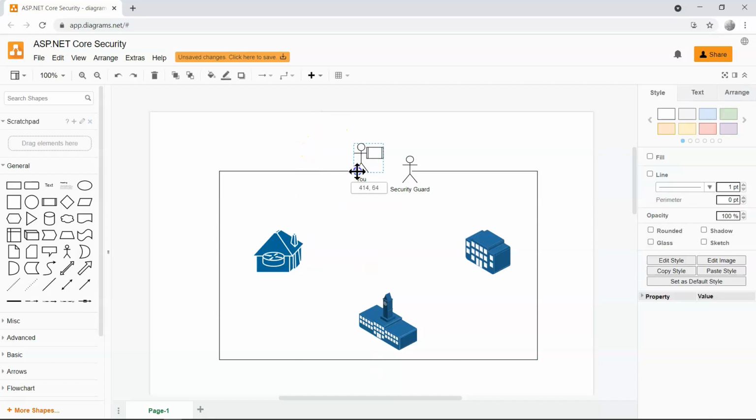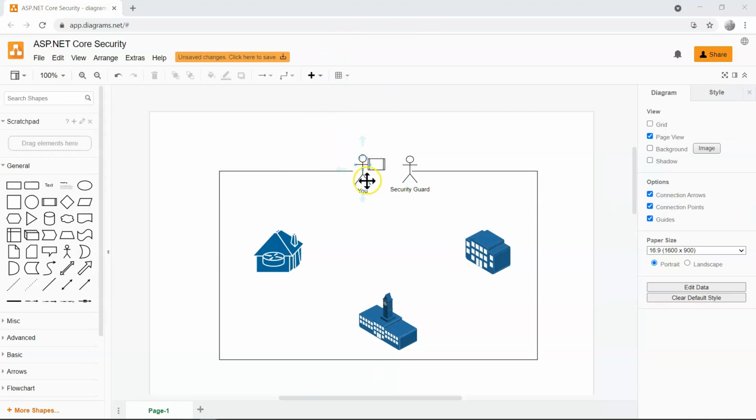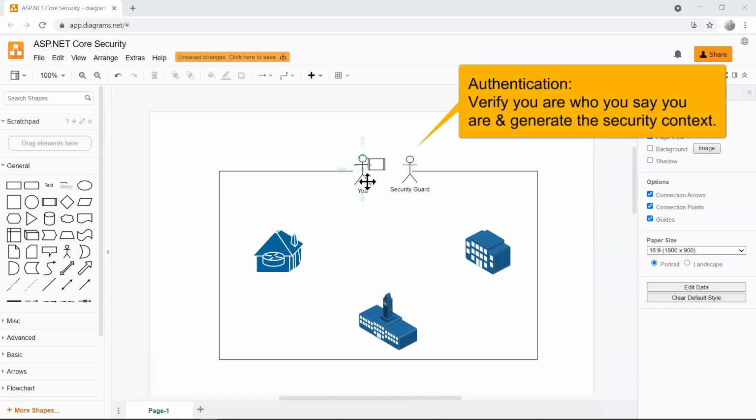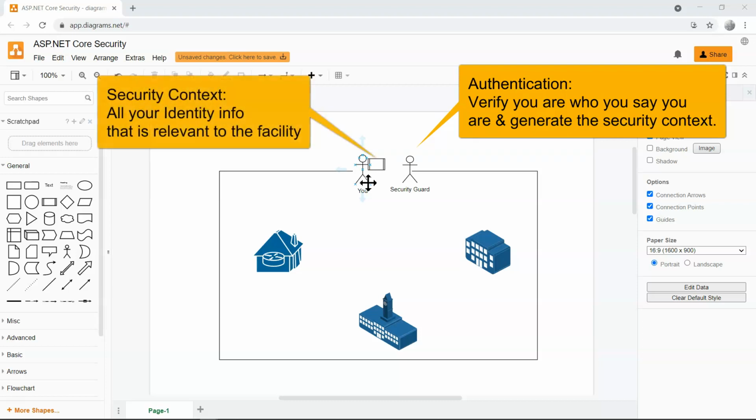So within this process, we have three concepts. The first is that when the security guard verifies your identity and gives you an internal access card, this is the process of authentication, to verify that you are who you say you are, and then provide you with this internal access card. And this internal access card is what we call the security context.